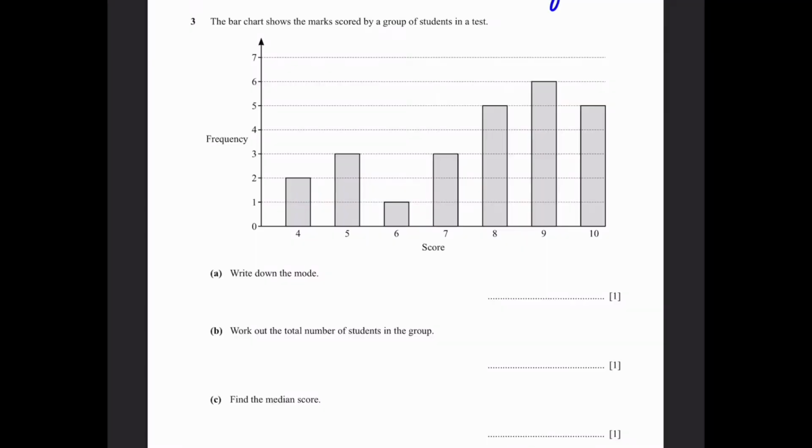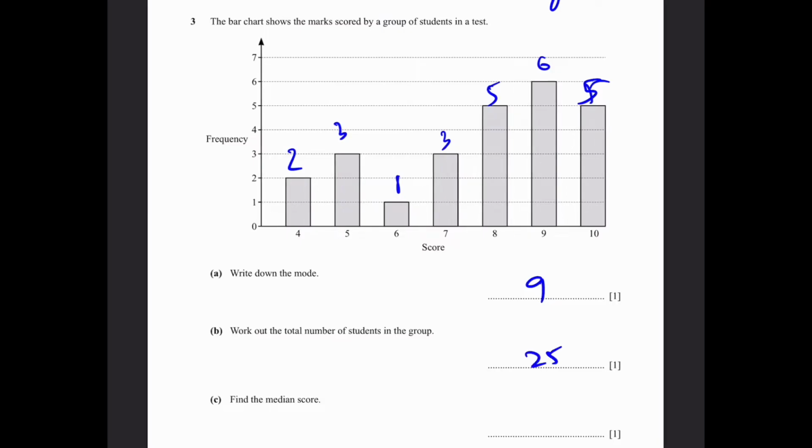Question 3. The bar chart shows the marks scored by a group of students in a test. A. Write down the mode. In this case, the mode is the one with the highest frequency. The marks with the highest frequency is 9 marks, with 6 people scoring that. So the mode is 9. B. Work out the total number of students in the group. So we just add up all the frequencies. There's 2, 3, 1, 3, 5, 6, and 5. So we add up all these numbers I've written, and we'll get 25 students.